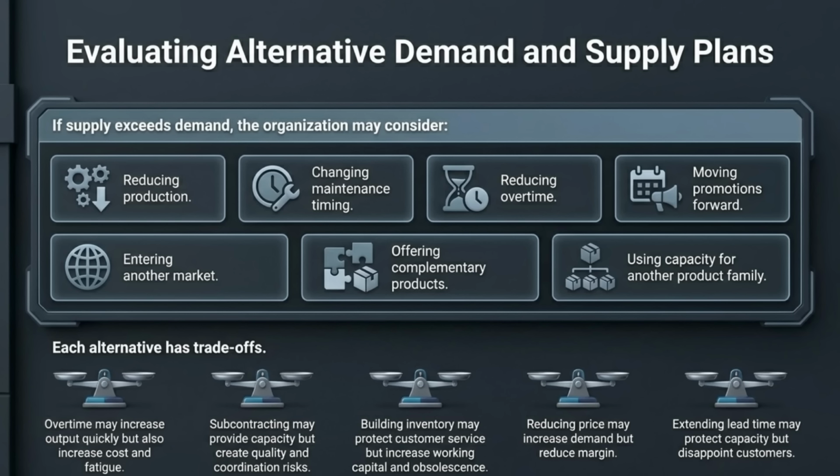Each alternative has trade-offs. Overtime may increase output quickly, but also increase cost and fatigue. Subcontracting may provide capacity, but create quality and coordination risks. Building inventory may protect customer service, but increase working capital and obsolescence. Reducing price may increase demand, but reduce margin. Extending lead time may protect capacity, but disappoint customers.